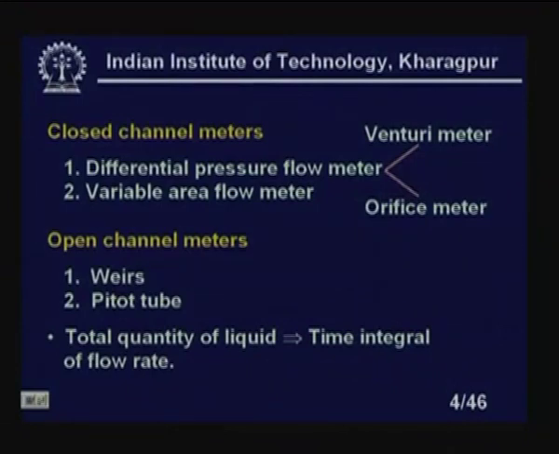Now, what is the total quantity of liquid? That is the time integral of flow rate. If I measure the time and multiply by the flow rate, if the flow rate is uniform or average, I will get the total quantity of liquid flowing through a particular cross section.